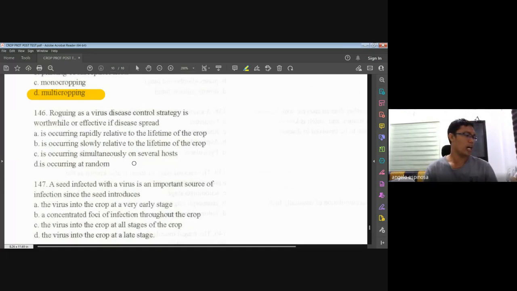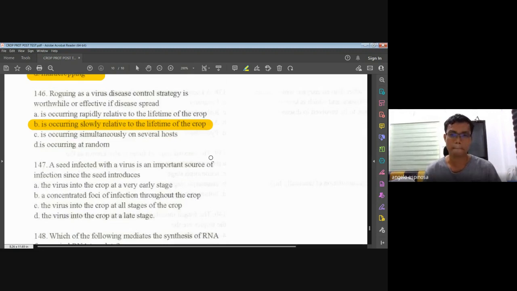Next, 146. Roguing as a virus disease control strategy is worthwhile or effective if disease spread. The correct answer is letter B, occurring slowly relative to the lifetime of the crop.